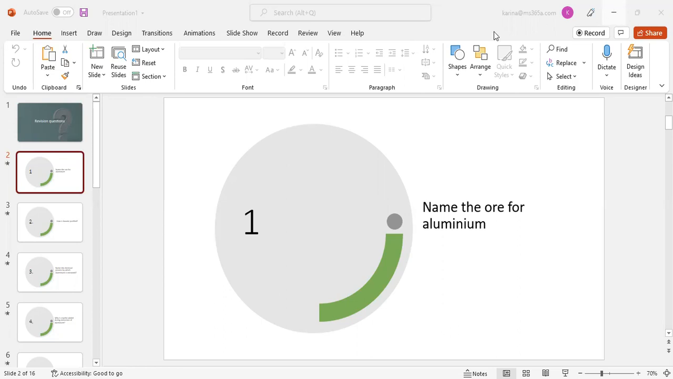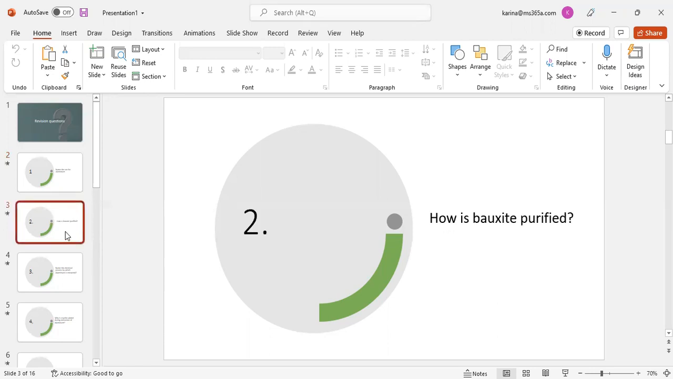Bauxite. Okay, the ore for aluminium is bauxite. Hematite is the name of the ore for iron. Clear? Okay, so we move on to question number 2. Okay, so this question is for Natalie. How is bauxite purified?